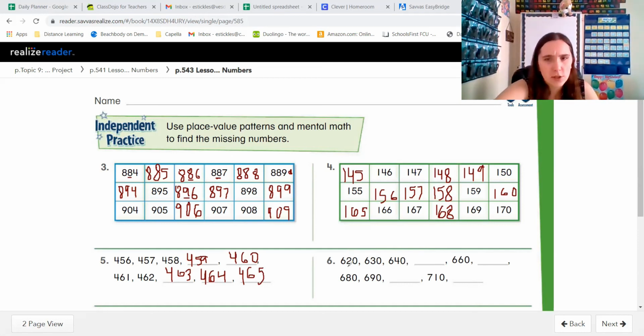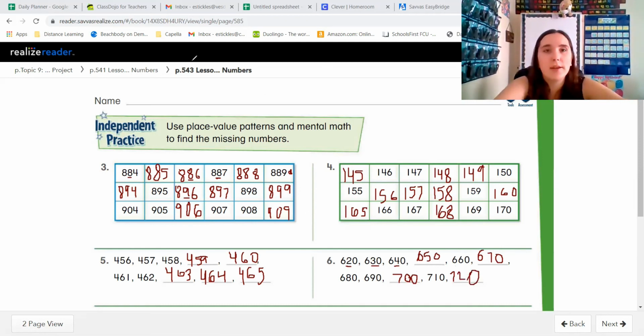Okay, 620 to 630 is not increasing by 1. Instead, my tens place is going up by 1, which means each time I am adding a 10. So 620, 630, 640, 650, 660, 670, 680, 690. What comes after that? What's 10 more than 690? 700, 710, 720. Good job, ladies and gents.